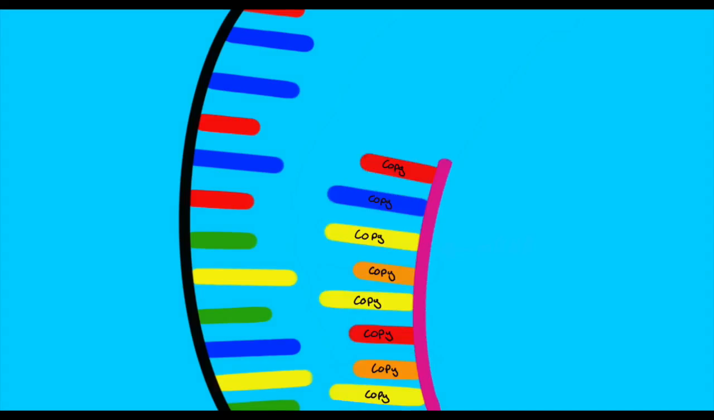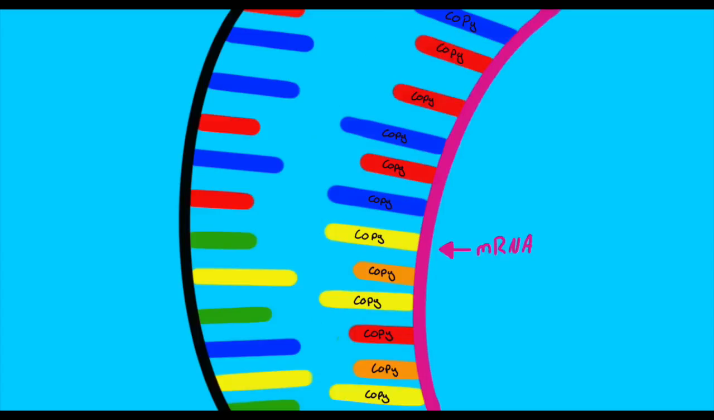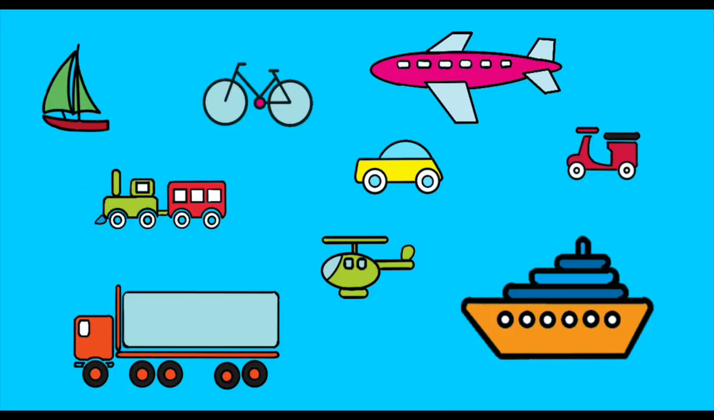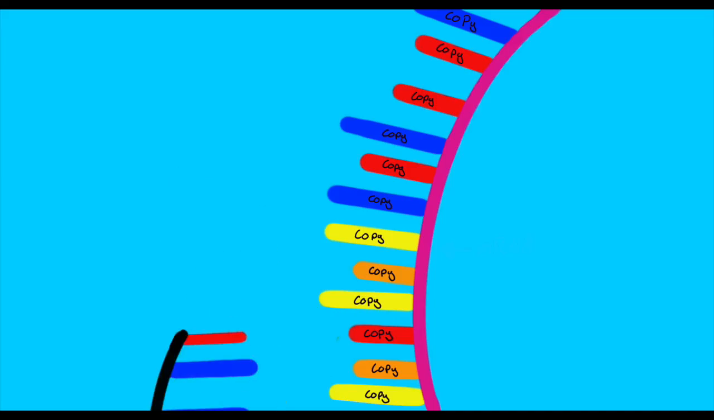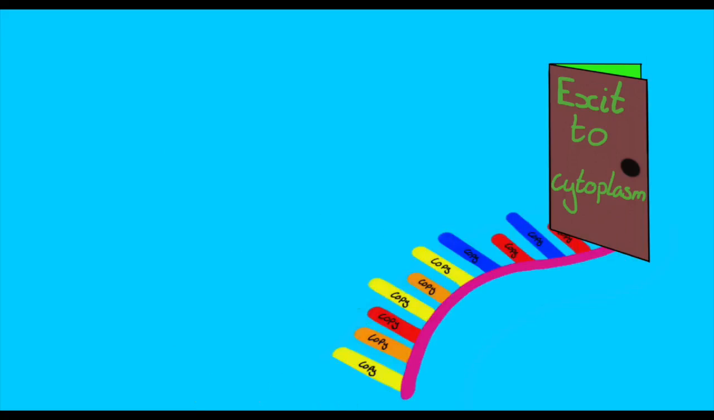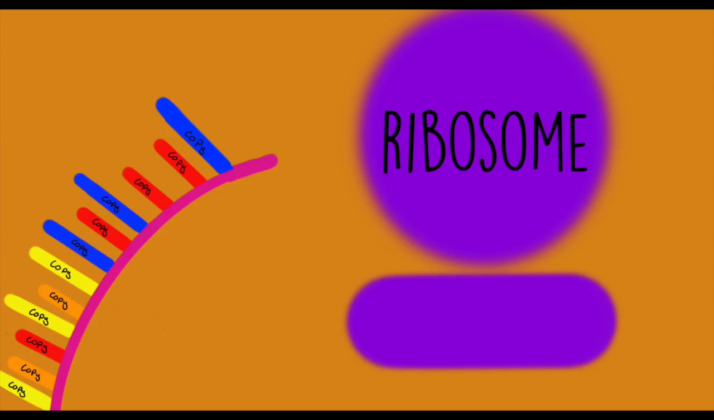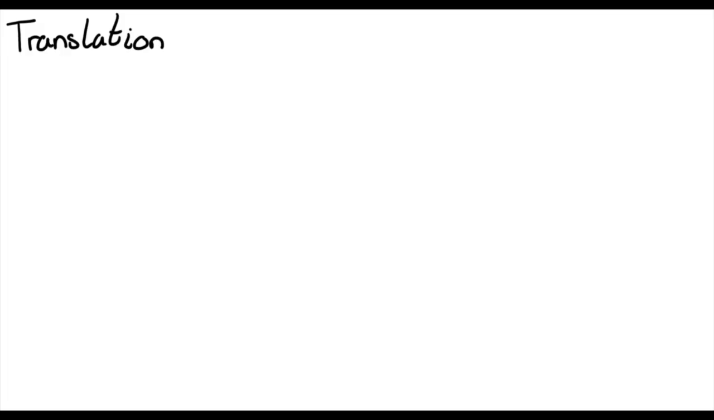The second phase of transcription is copying. This includes an mRNA strand copying the information from DNA onto its own backbone. Once copying has occurred, the third phase of transcription begins, which is the transportation. This involves the mRNA leaving the nucleus and entering the cytoplasm where translation takes place. The mRNA now journeys to the nearest ribosome.